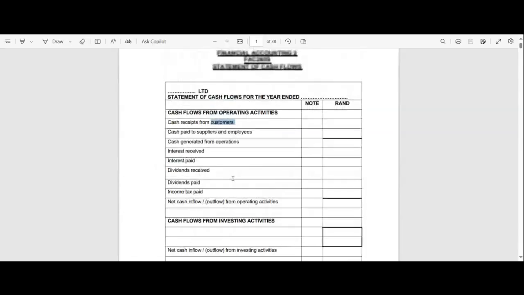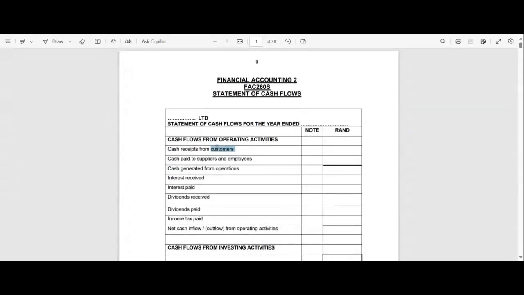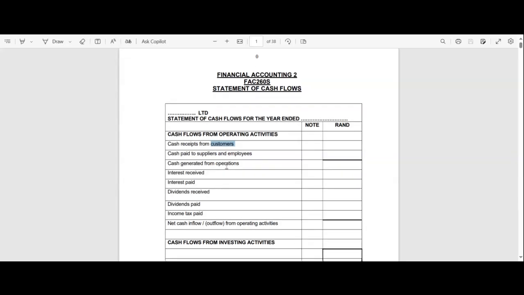Decrease in accounts receivable or increase in accounts receivable, it has everything to do with our customers, particularly our debtors, right? The customers that we give credit facilities, they can pay us over 2 or 3 months or 6 months, like some clothing shops, right?